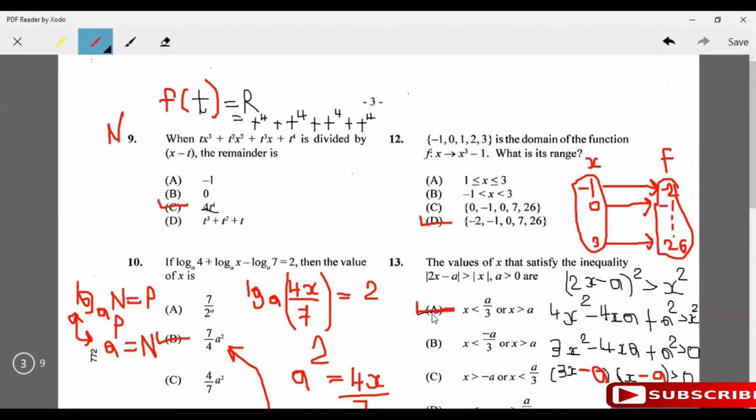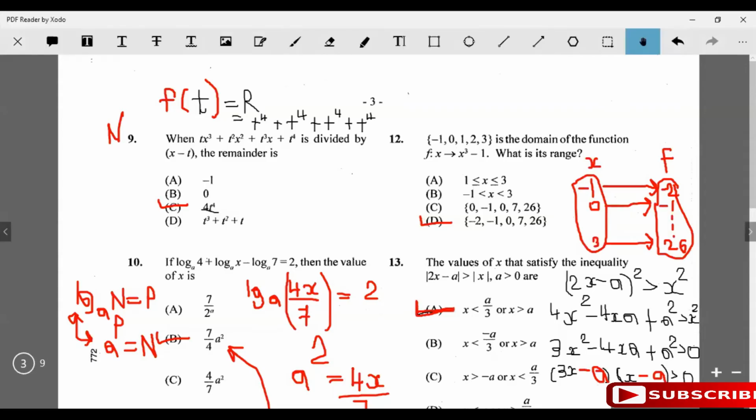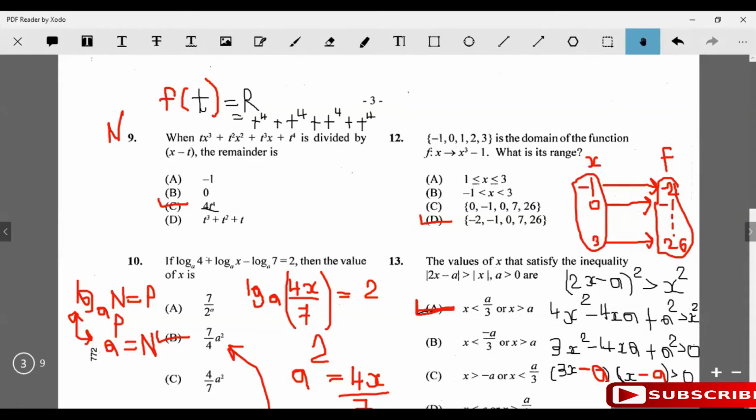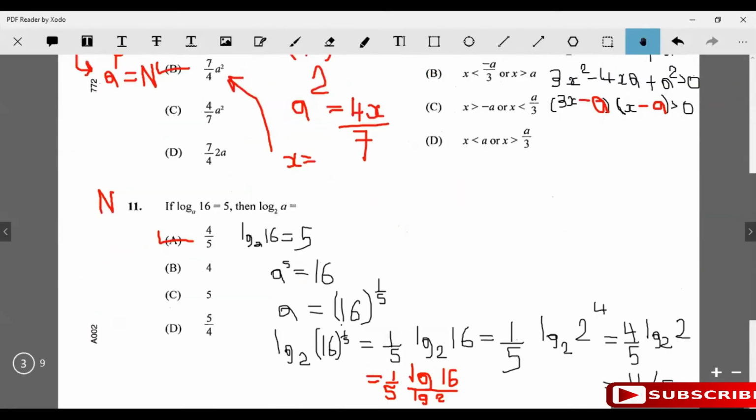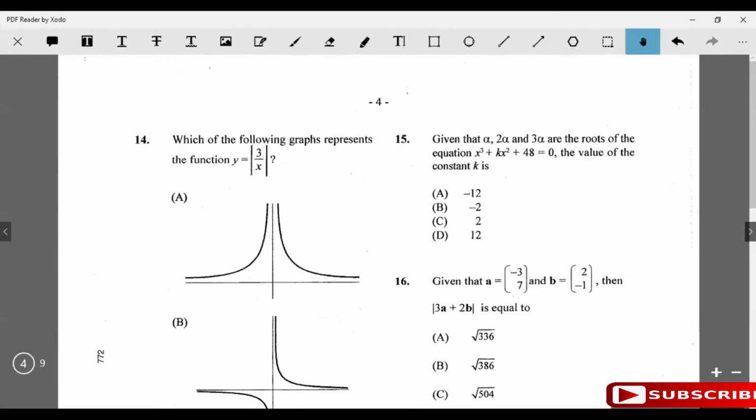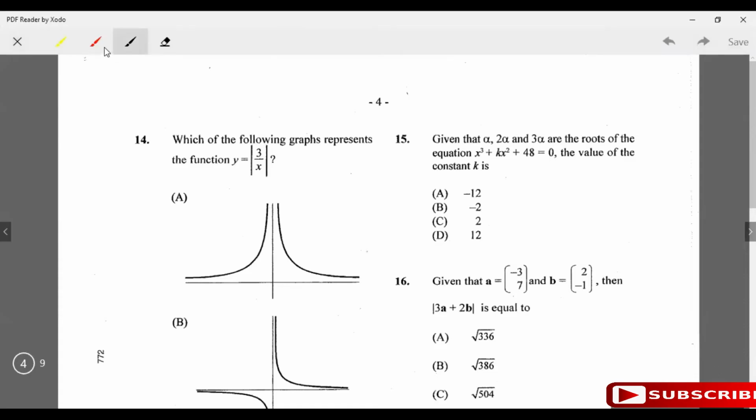That's option A. That's question 13. Easy, easy question. Soft. All right. Question 14. This is the 5th new question. Let me write N. N for new. This question is asking which of the following graphs represent the function y equals 3 over x.